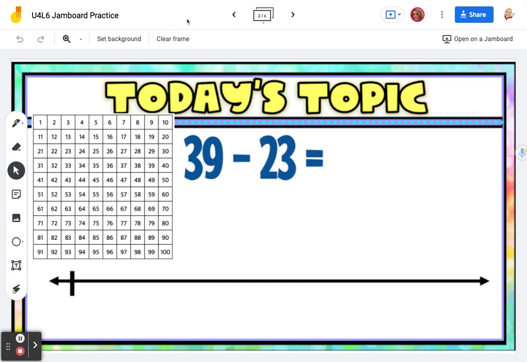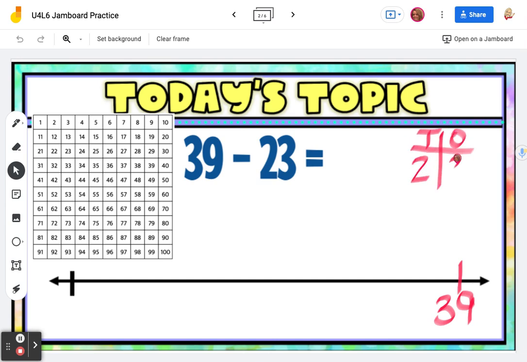This time we're subtracting 39 minus 23. I know when I subtract, I'm hopping to the left, so I'm going to start with my number here. And I always start with the big number. It just makes it easier. We're doing 23 hops, so I'm not going to do 23 little hops. I'm going to divide that into tens and ones.